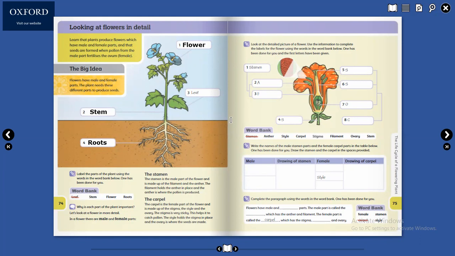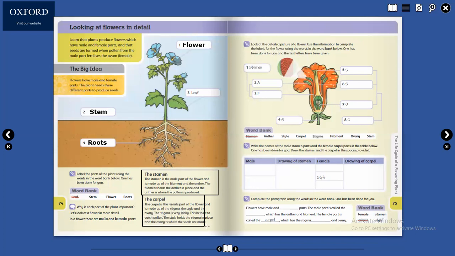Abdul Rahman Amr, yes, read this one, please. The stamen. The stamen is the male part of the flower, and it is made up of the filament and the anther. The filament holds the anther in place, and the anther is where the pollen is produced. Very nice. Thank you so much.